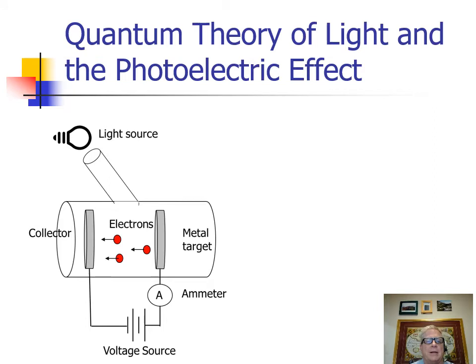This is Einstein's equation for the photoelectric effect. It says that the maximum kinetic energy of electrons emitted in the photoelectric effect is equal to the energy of the incoming photons, which Planck said was h times f, minus the work function. The work function is the minimum amount of energy required to pull an electron off of the metal.